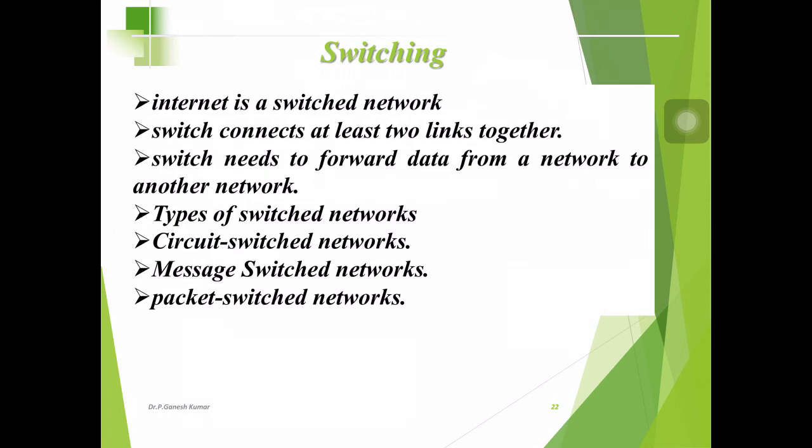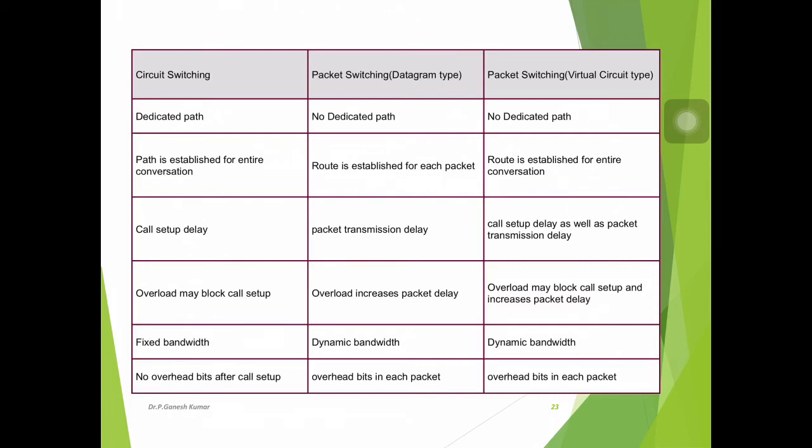In the packet switched network, there are two types. One is the datagram approach, another is the virtual circuit approach. The main difference is that in the datagram approach, if one node wants to send 100 packets, each packet will follow a different path. Whereas in the virtual circuit method, it will first identify the shortest path, and all 100 packets will move along the same path. That is the basic difference.